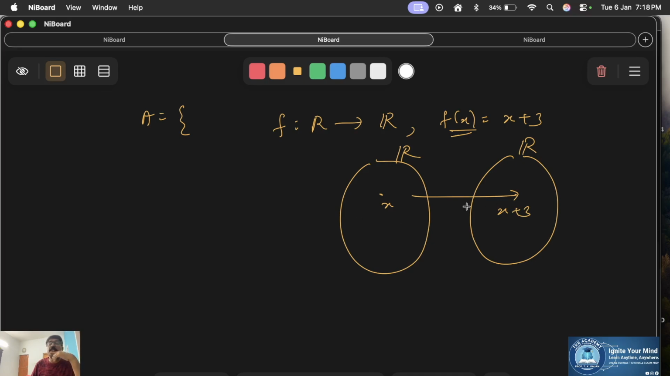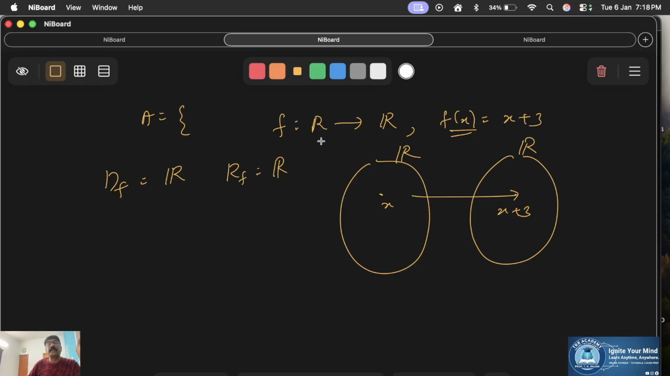Now this is clearly a function because every element x has an image x plus 3. It is also a real number, no? If x is a real number, then x plus 3 is also a real number. That means it is clearly a function. Now what about the domain of this function? R. The range of the function is also R, the whole R.